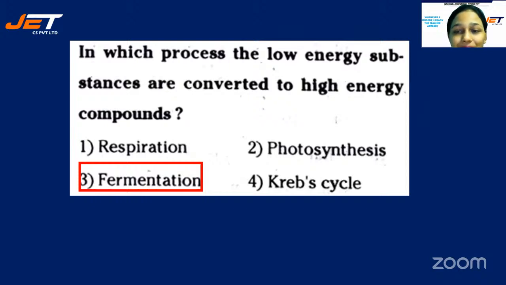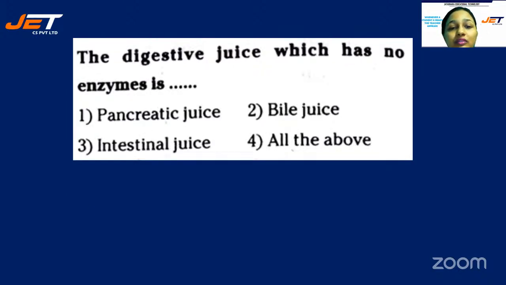Okay, students. Next question. The digestive juice which has no enzyme is pancreatic juice, bile juice, intestinal juice, or all the above. Come on, quickly tell this answer, students. Students, option 2 is the right answer, that is bile juice. Okay.